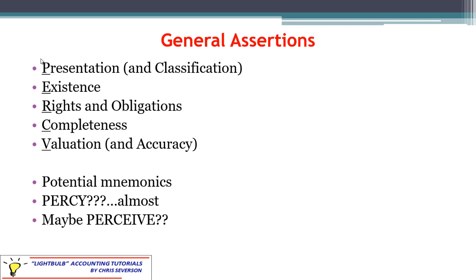Now, for some reason, the way that stuck into my head was Percy, except there's a V at the end. So if that works for you, or just maybe perceive. PERCV kind of looks like perceive. Are you perceiving these general assertions? So again, whatever works for you. Presentation and classification, they kind of go together, but presentation is the word in the mnemonic. Existence. We're going to see what all of these mean in just a bit. Rights and obligations. Completeness. Valuation and accuracy ties along with that.